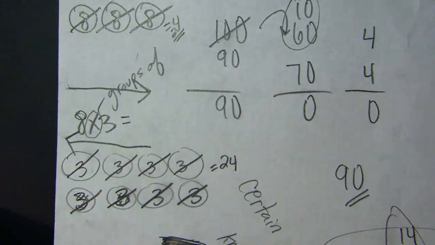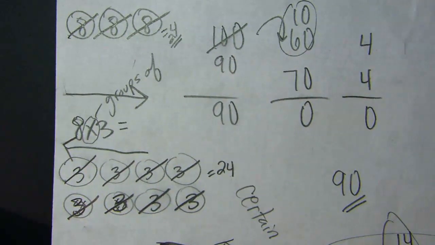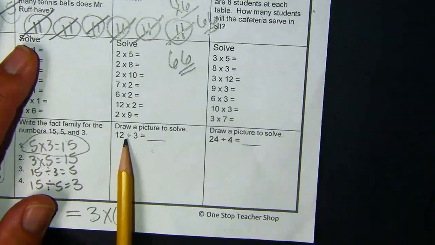Okay, so that's how you can draw a picture to figure out a multiplication problem. When we do our multiplication tests, if you're struggling with a couple of them, just draw circles and skip count. Some of you that are only missing 1 or 2 on the multiplication test, you can figure it out by drawing equal groups.